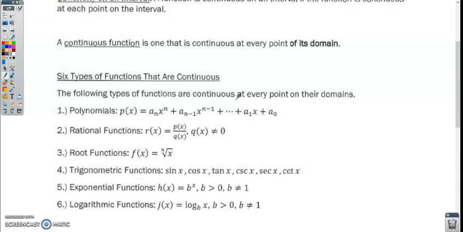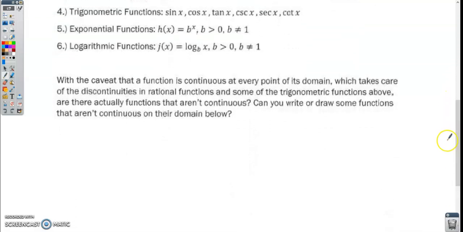Sliding down to the bottom here, with the caveat that a function's continuous at every point in its domain, that takes care of the discontinuities in rational functions and the trig functions. Are there actually functions that aren't continuous? Can we write or draw some functions that aren't continuous in their domain below? So let's start with the first question. Are there actually functions that aren't continuous? Yes.